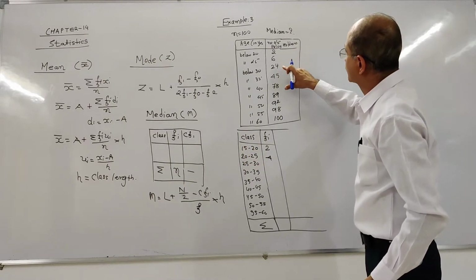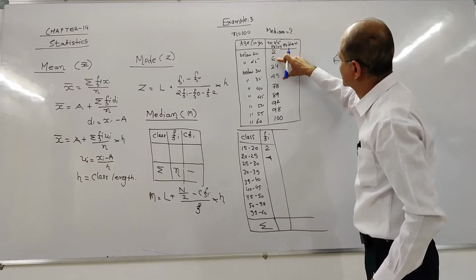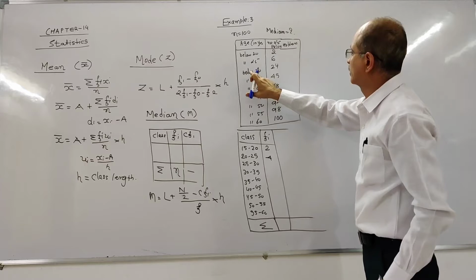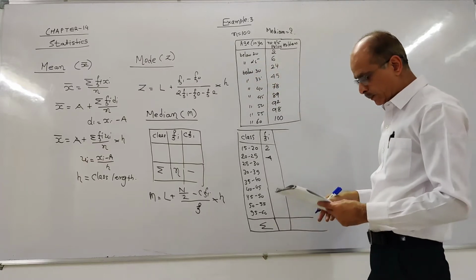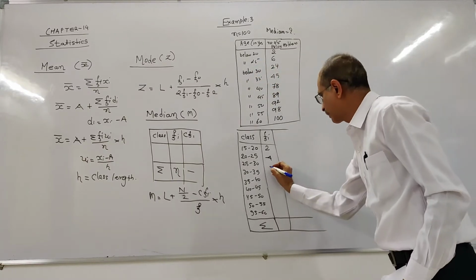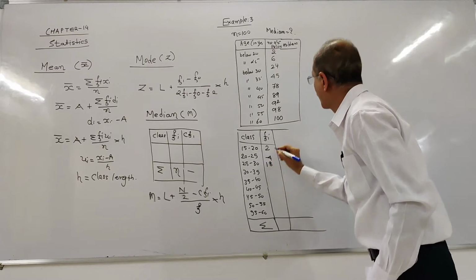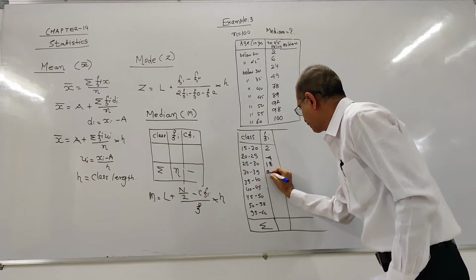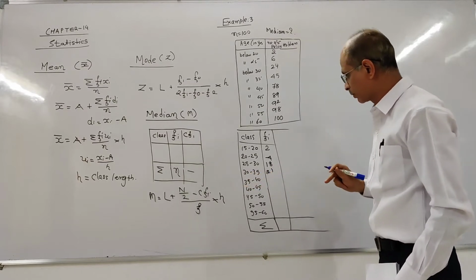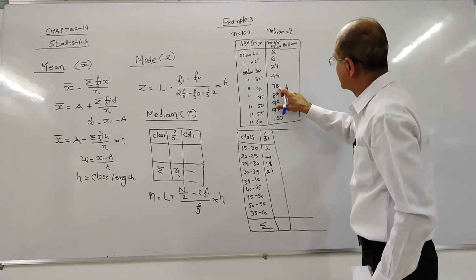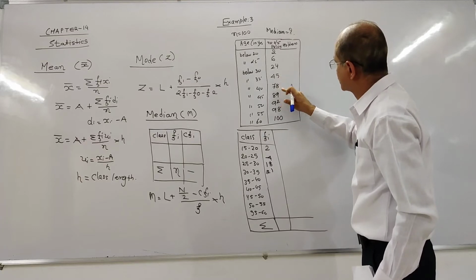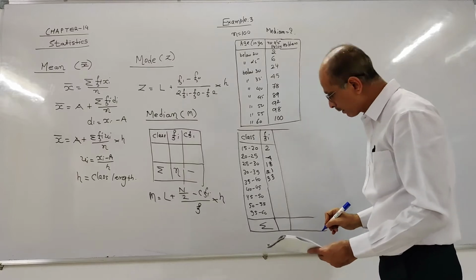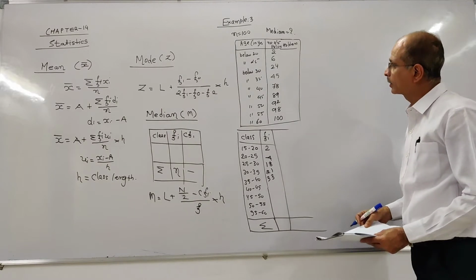Now when you subtract 24 minus 6, you get the policy holders between 25 to 30. So 24 minus 6 means you get 18. Now 45 minus 24, you get 21 in the age of 30 to 35. Now 78 minus 45 means 33. So 33 number of observations are between 35 to 40.